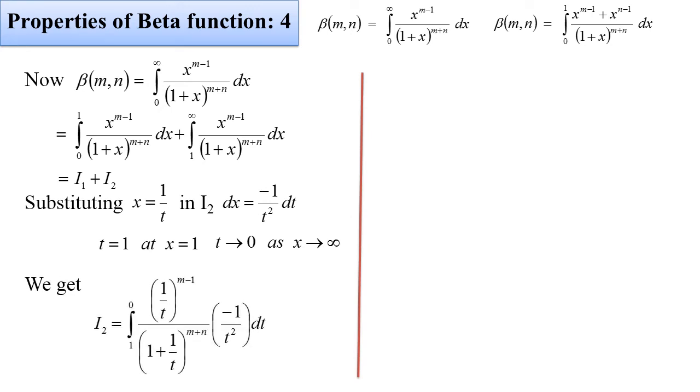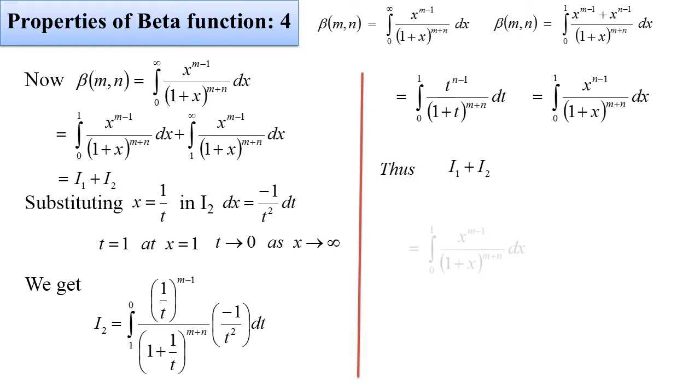So now we substitute these values here, so the limit is 1 to 0. That we change here, minus 1 upon t square dt is there, so that minus comes on that side, and the interval changes to 0 to 1. Finally what we get, t^(n-1) over (1+t)^(m+n) dt. Now we replace t by x, again we get the integral from 0 to 1 of x^(n-1) over (1+x)^(m+n) dx.